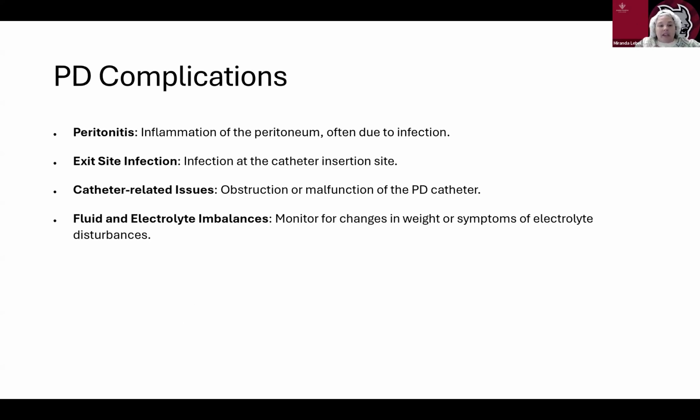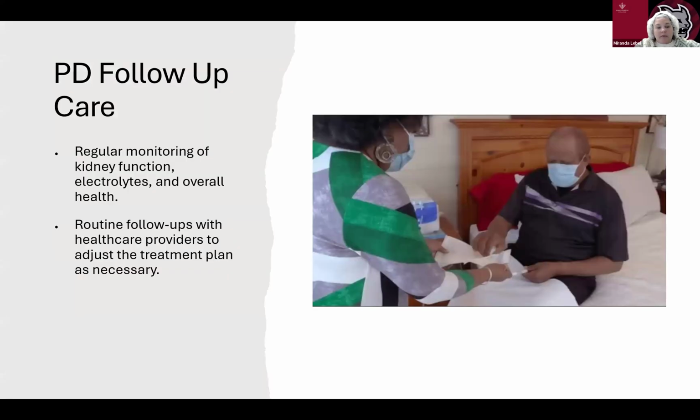Peritoneal dialysis complications are going to be peritonitis, exit site infection, catheter related issues, and fluid and electrolyte imbalances. Our follow-up care is going to be regular monitoring of kidney function, electrolytes, and overall health, and routine follow-ups with healthcare providers to adjust the treatment plan as necessary.